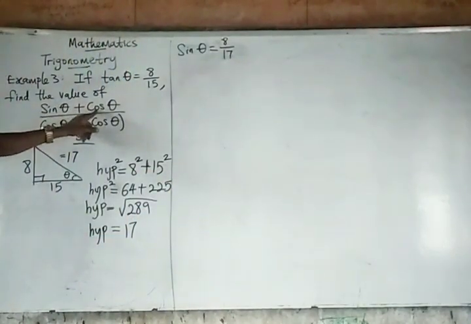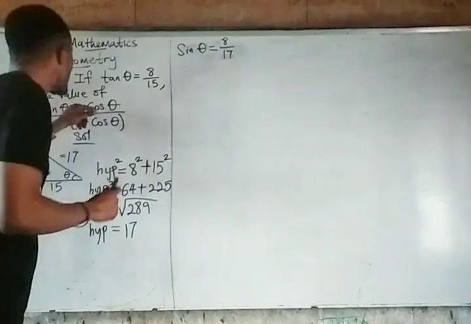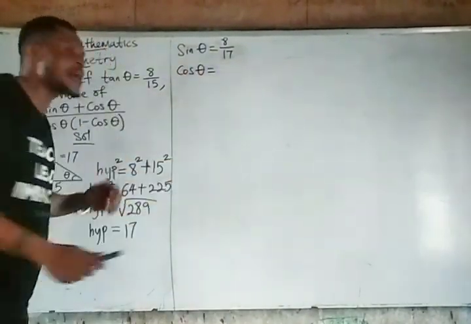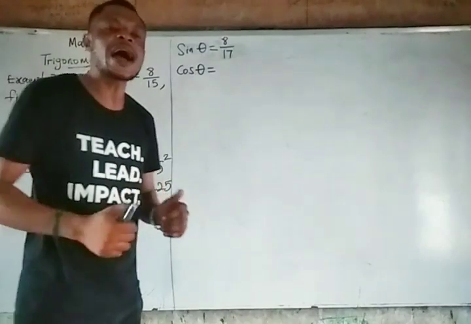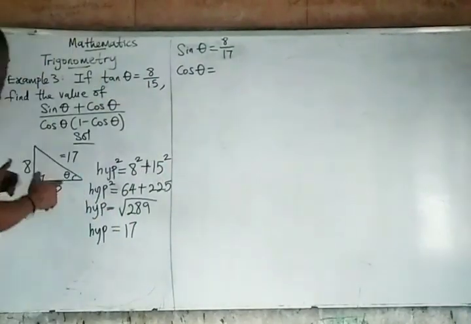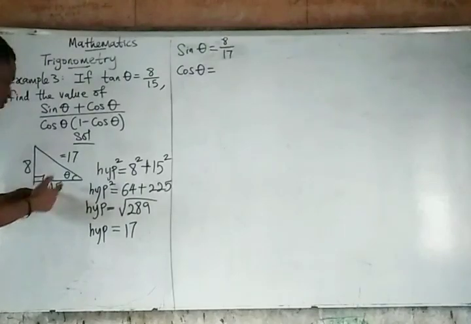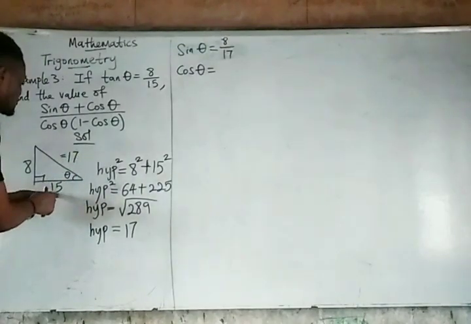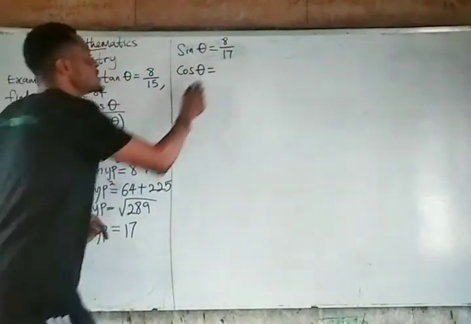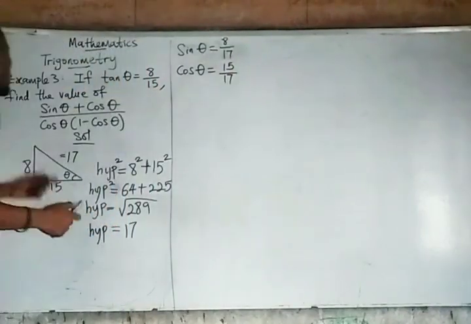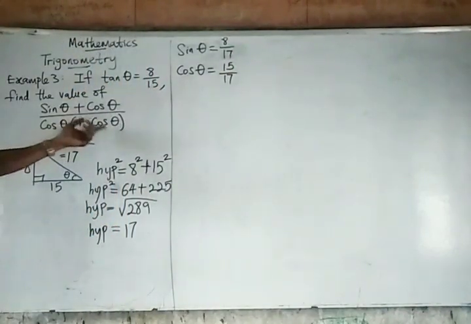We equally have cos theta. Cos theta, that is adjacent over hypotenuse. That's 15 over 17. What else do we have? We have cos already and another cos.